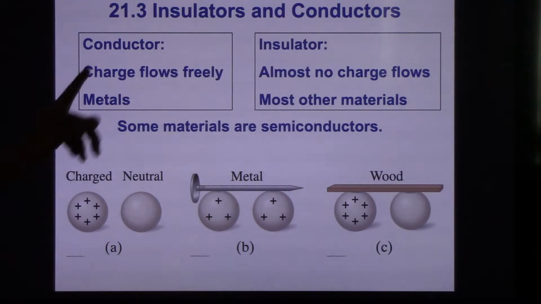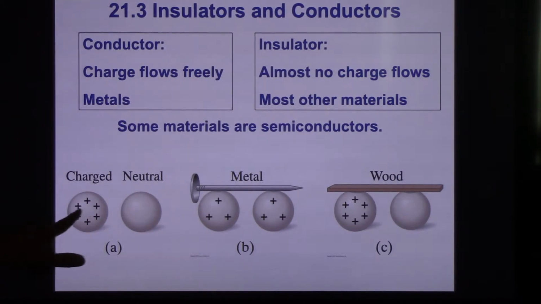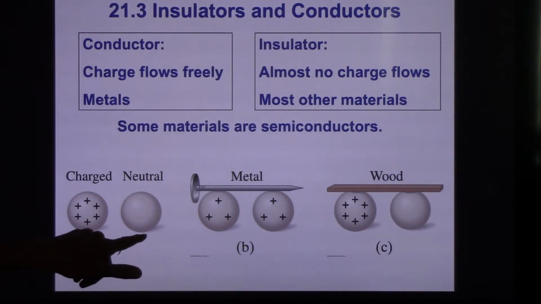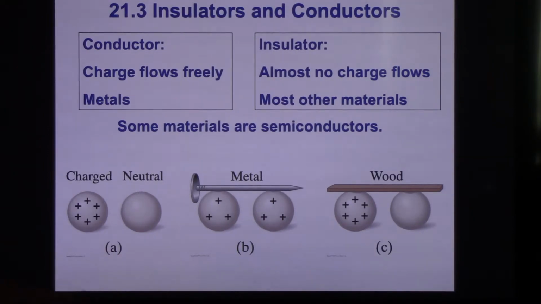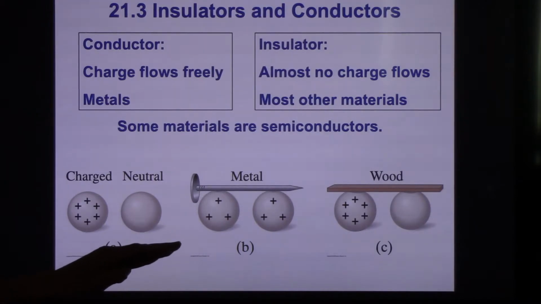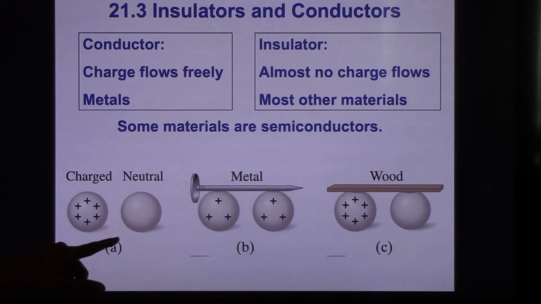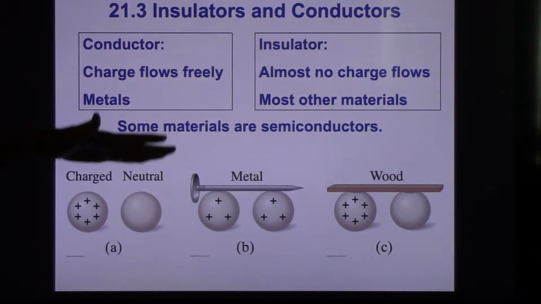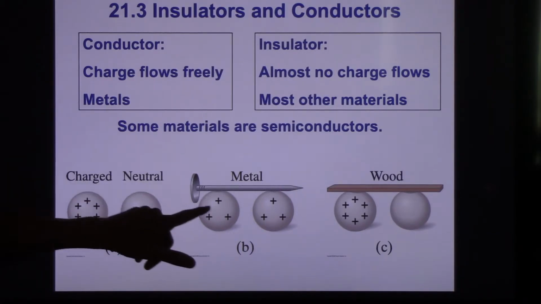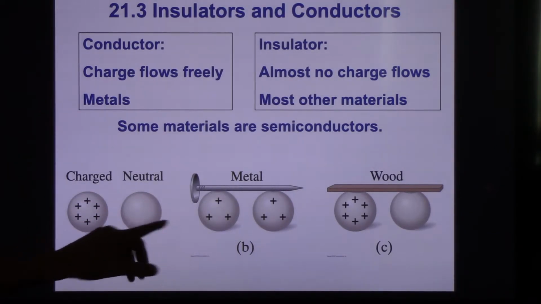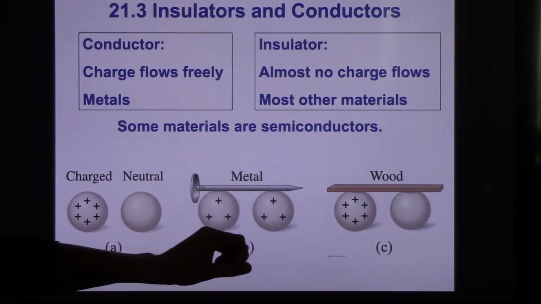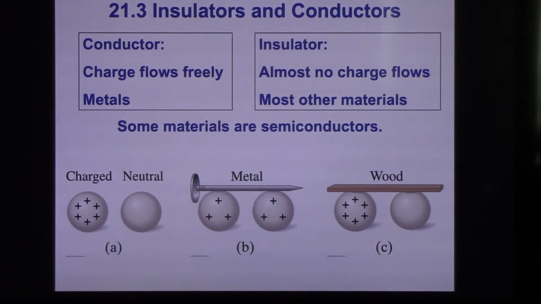Couple quick items here. It talks about insulators and conductors. It says that here we have two objects. One has been charged, so it's missing some electrons. It's positively charged. This one is neutral, so it has the same number of electrons and protons currently. Now, if we take a piece of metal and place it on these two objects, that will enable the positive charges to transfer to the other object.